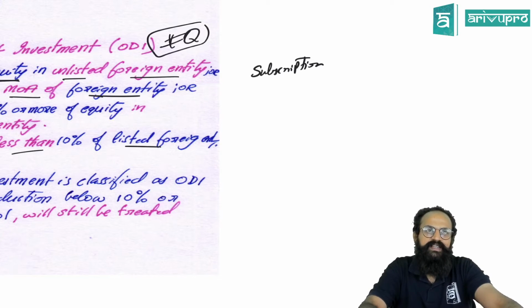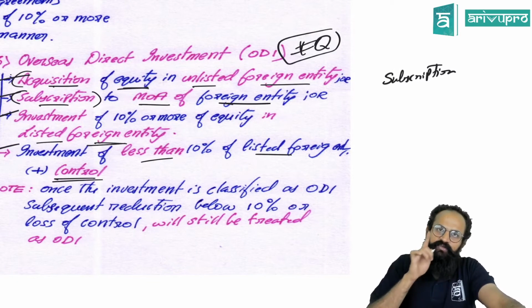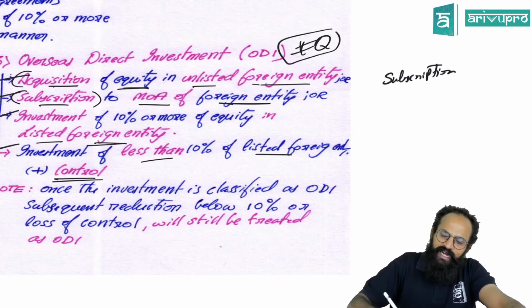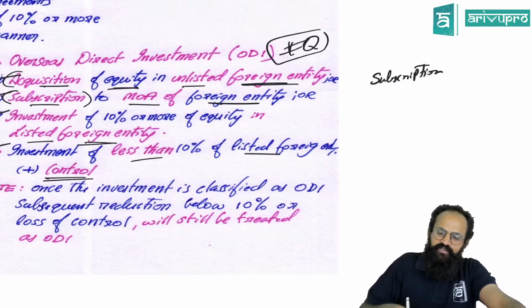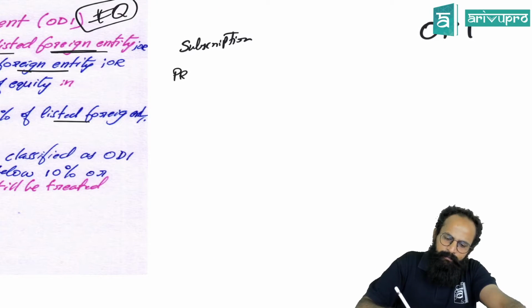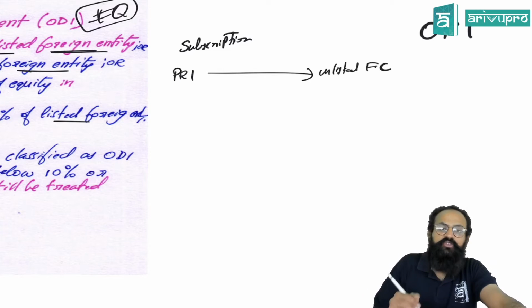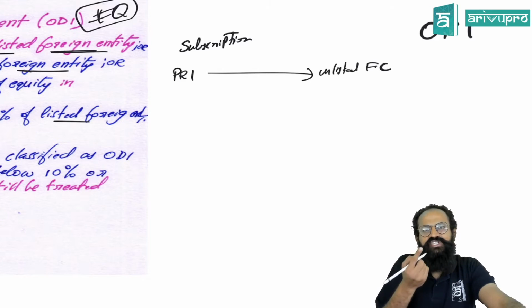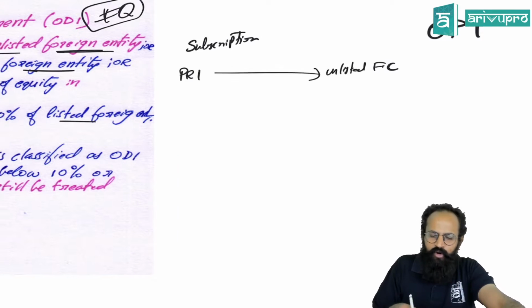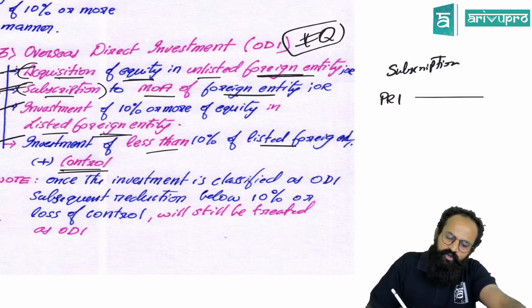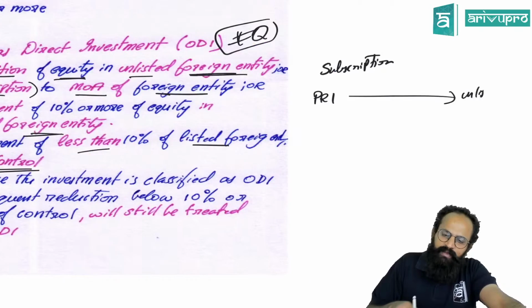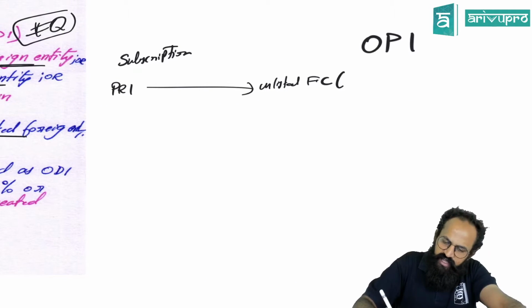That's the difference. So first one, they are telling you, if you are buying any shares of an unlisted foreign company, a PRI buys shares of an unlisted foreign company, it is called ODI. Even one share you buy, it is called ODI. Okay, next one, subscription to MOA of foreign entity.